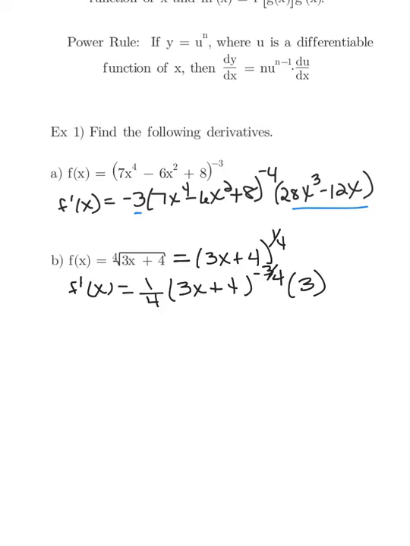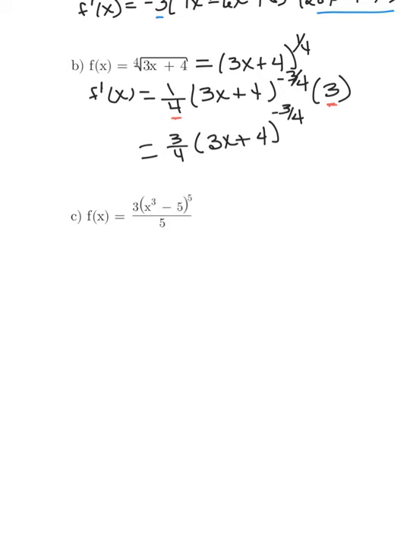Now, in this case, when you have a single number out front and a single number on the end, you should go ahead and multiply those numbers and rewrite this as 3/4 times 3x plus 4 being raised to the -3/4 power.